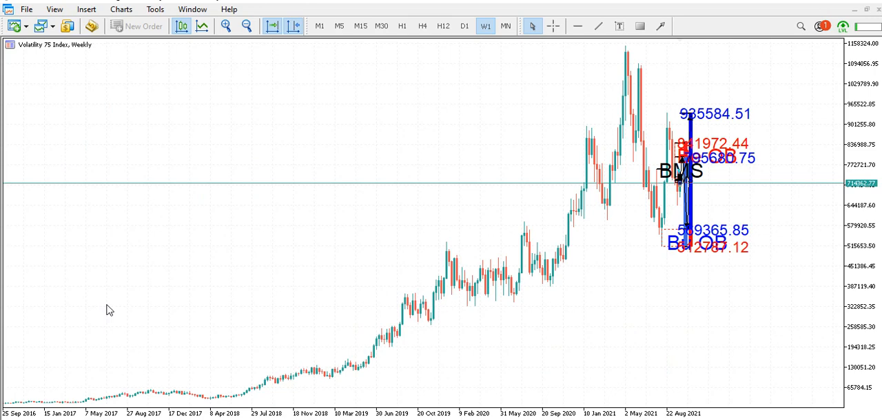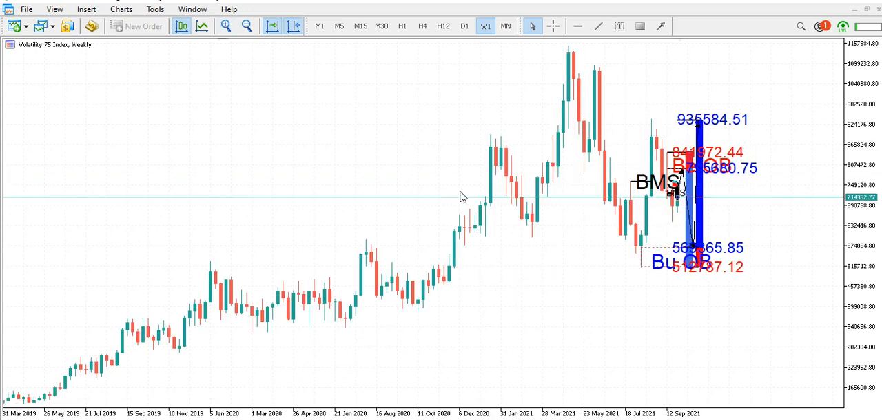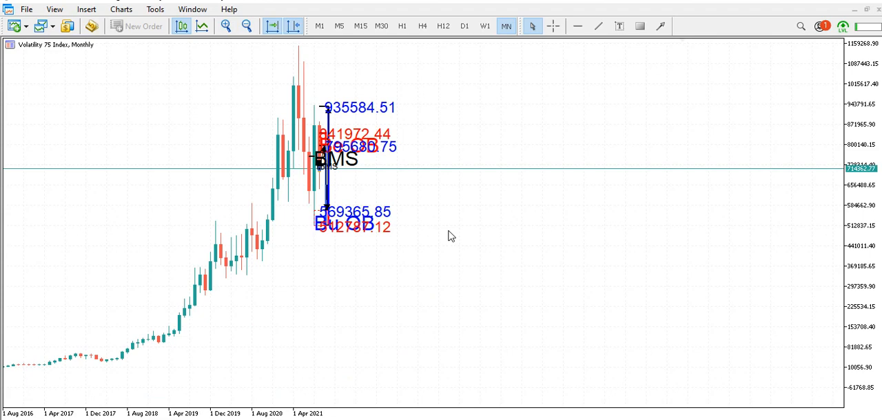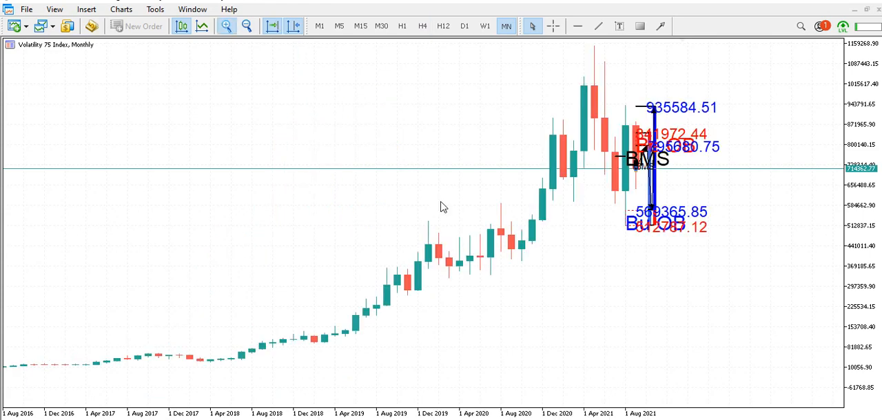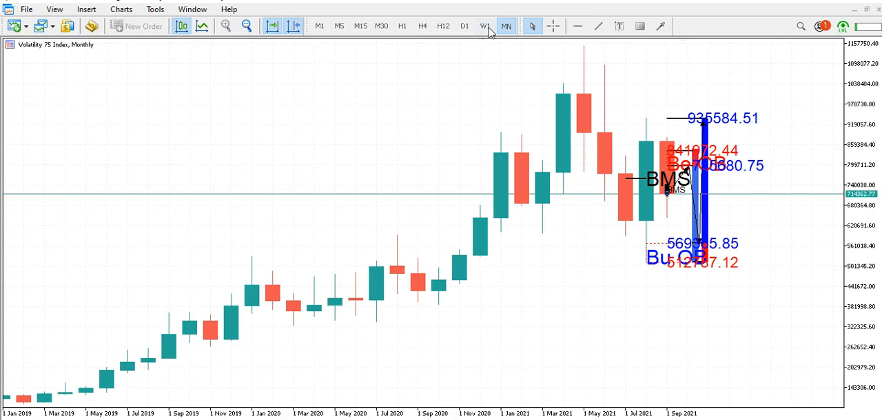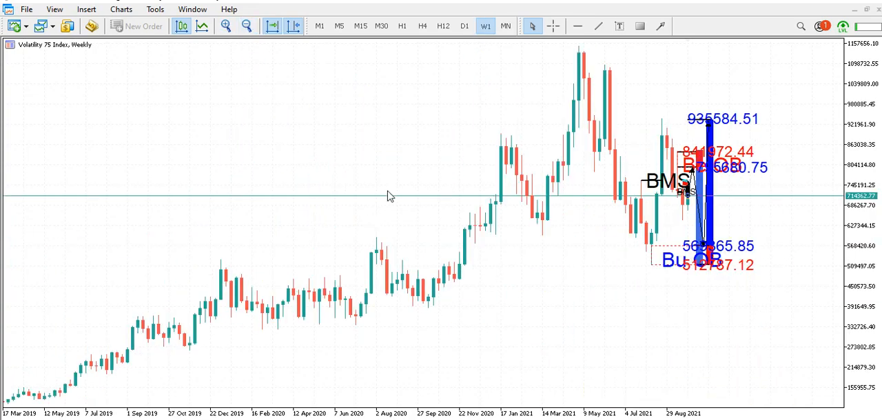In the group, I already sent this on the daily time frame, and then we'll go down to M15. As usual, I always advise everyone to start on the highest time frame possible. In this instance, when we go to a monthly time frame, we do not have anything clear. Therefore, let's go to our weekly time frame.